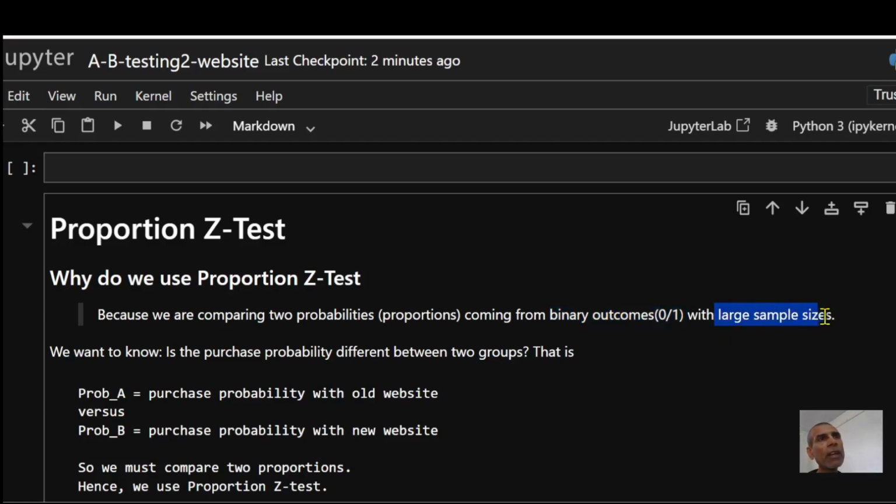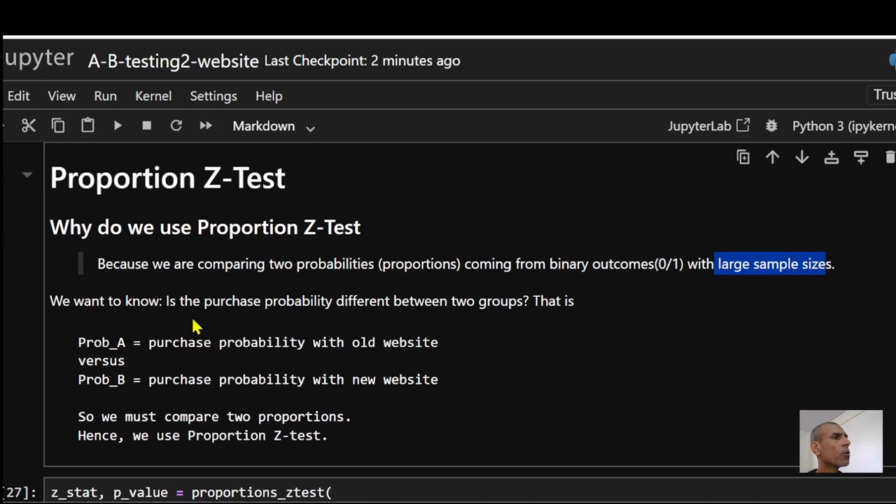And in this case, we have a large sample size. So we want to know, is the purchase probability different between the two groups? In other words, is the probability that a user buys the product different when he visits website A versus website B? Your probability of A is the purchase probability with the old website, and we are comparing it versus the probability of B, the purchase probability with the new website. Because we are comparing these two proportions, that's why we use the proportion z-test.